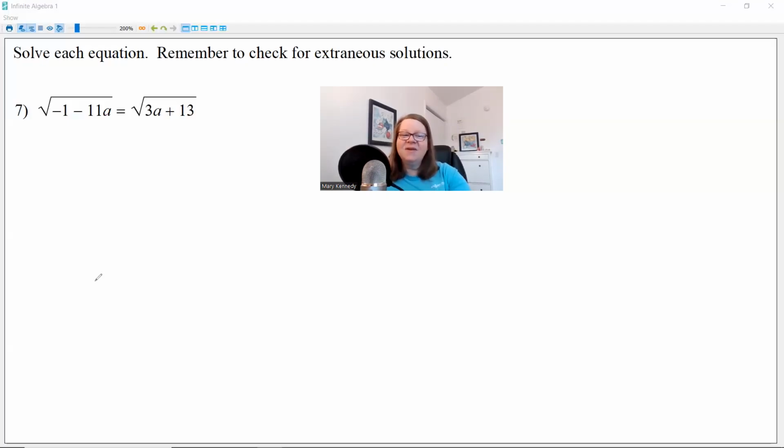All right. So we are looking at solving a radical equation, and we have radicals on both sides here. So, that's complicated. It doesn't look simple. It ends up actually being not so bad. So let's take a look at this.